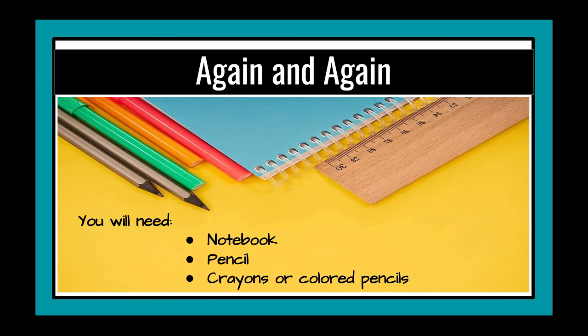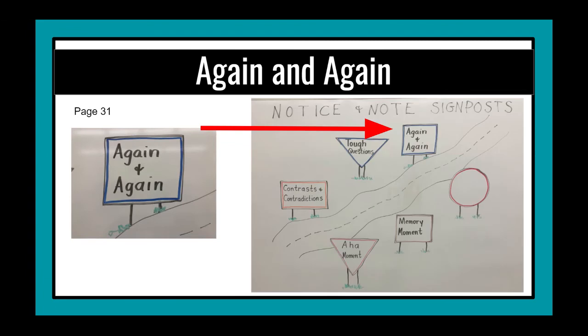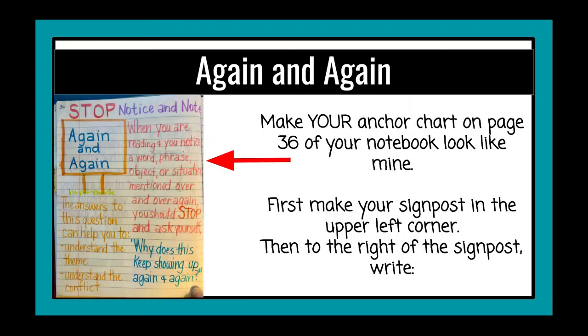Now, let's jump into our reader's notebook. In addition to your notebook, you'll need your pencil and either crayons or colored pencils. First, on page 31, as we're going up our road, I want you to add again and again to our fifth signpost. Now, turn to page 36. You're going to make your anchor chart on page 36 of your notebook look like mine. First, you'll make your signpost in the upper left corner. Make it big and write again and again inside the signpost.